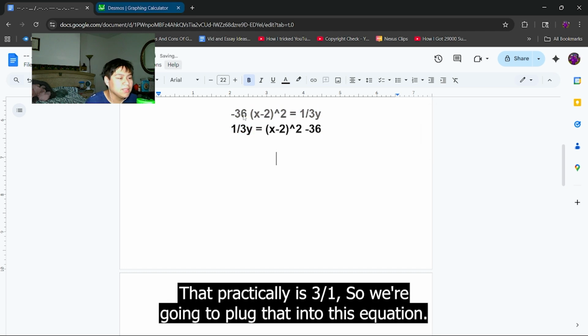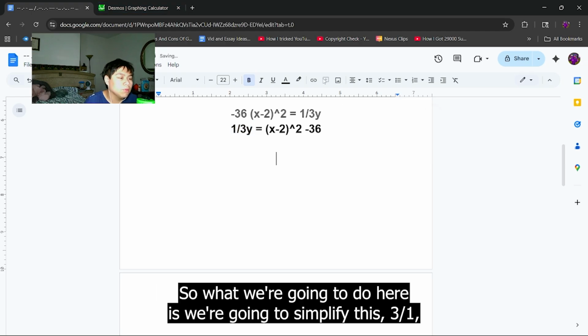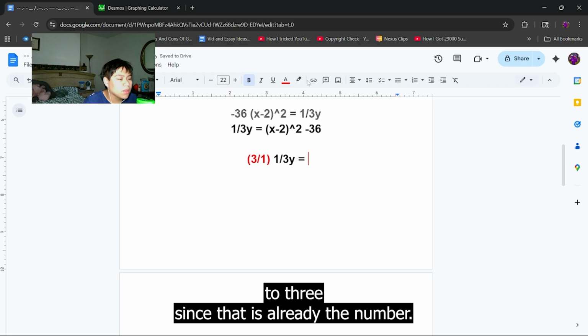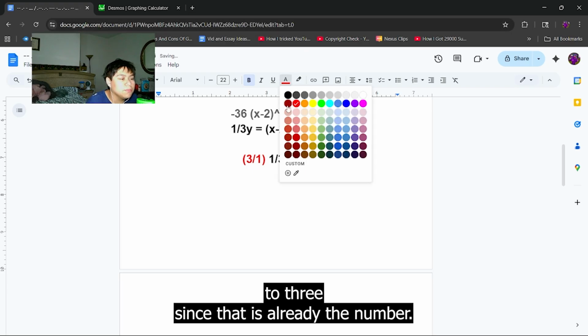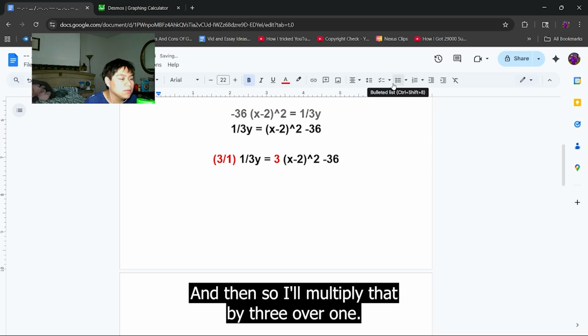So we're going to plug that into this equation. Remember, whatever is in front of y, you always find the reciprocal for it. So what we're going to do here is simplify this 3 over 1. And then we have 1 over 3y is equal to x minus 2 squared minus 36, and I'll multiply that by 3 over 1.